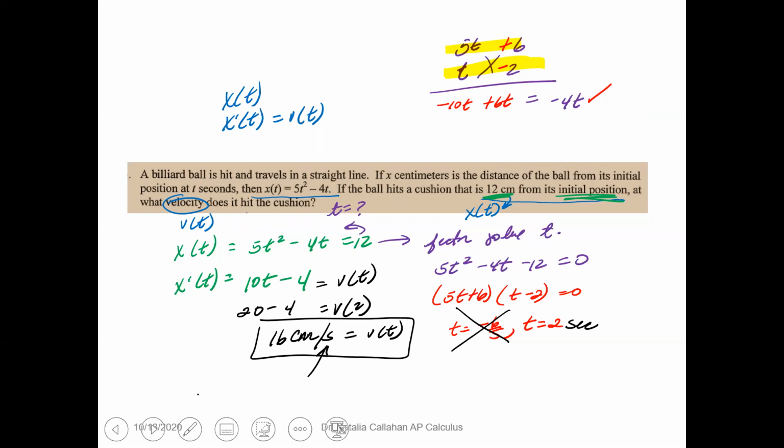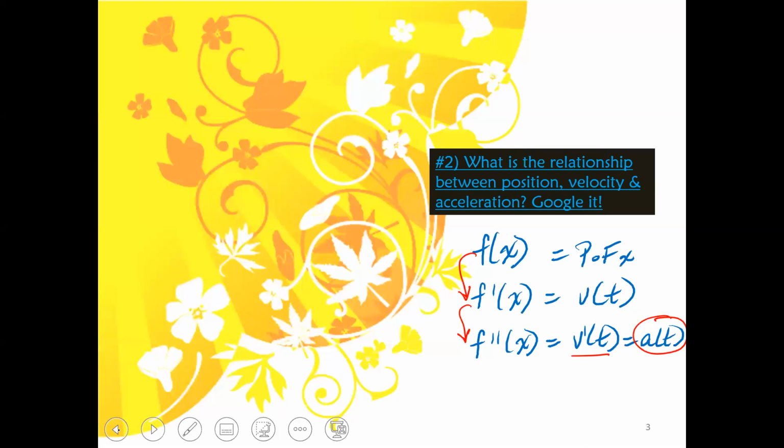So I should really go back to this one more time and accentuate that when you're doing velocity, it is always centimeters per second. Here, it's centimeters per second squared, for acceleration.